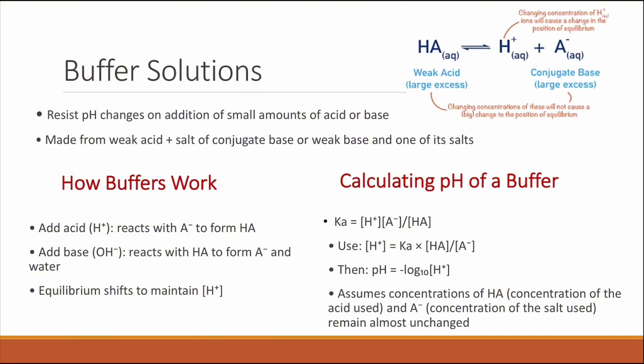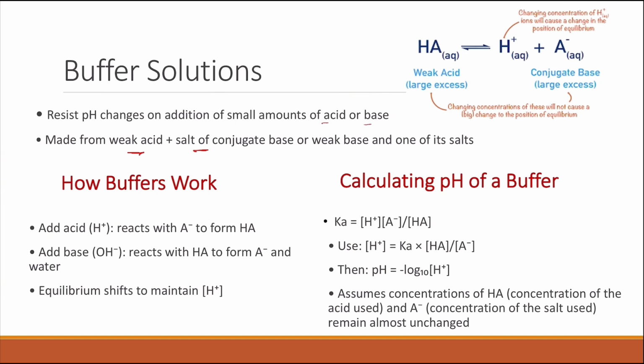Finally, when we talk about pH, we have to talk about buffer solutions. Buffer solutions resist the pH change on addition of a small amount of an acid or a base. So what's a buffer solution? How is it made? It's made of a mixture of a weak acid and a salt of the conjugate base of that weak acid, like acetic acid, or ethanoic acid, and sodium ethanoate, for example, or it can be a weak base and one of its salts, like ammonia with ammonium chloride, for example.